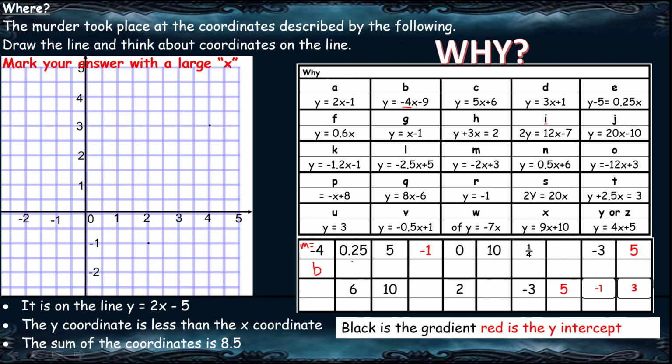So you've got to decode these messages. So 0.25, look for where there's a gradient of 0.25 and put that letter in. I'm going to let you work that out yourselves.